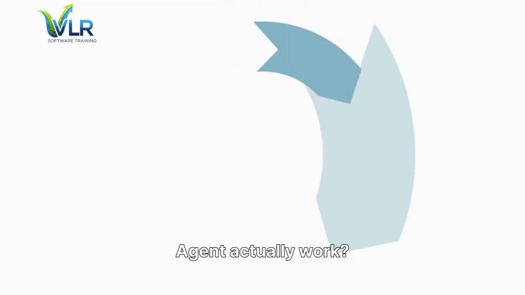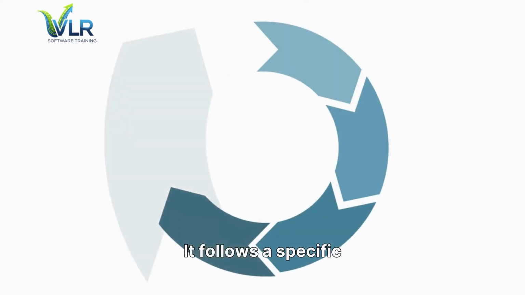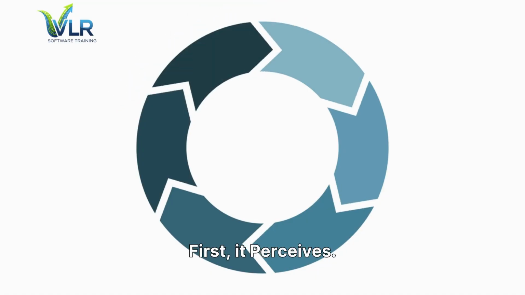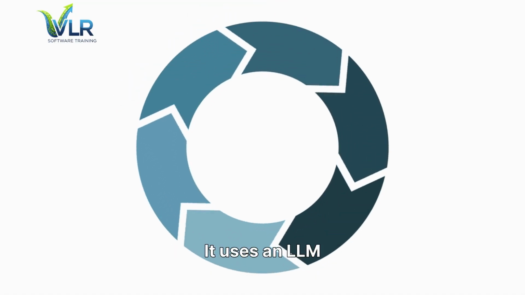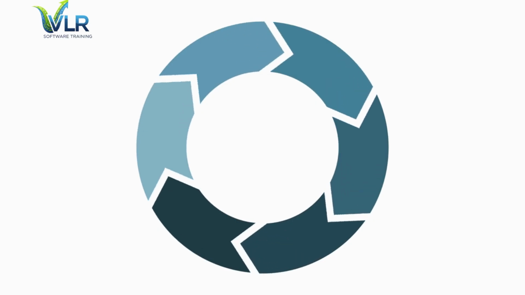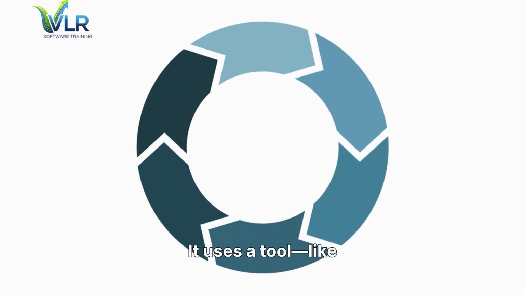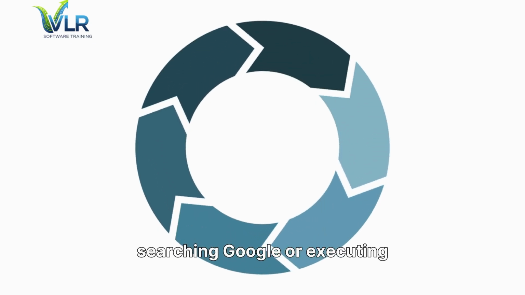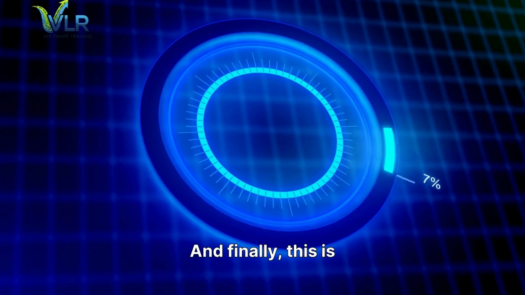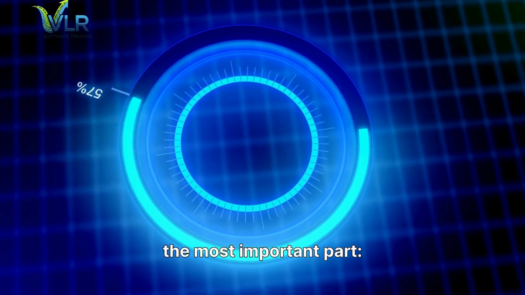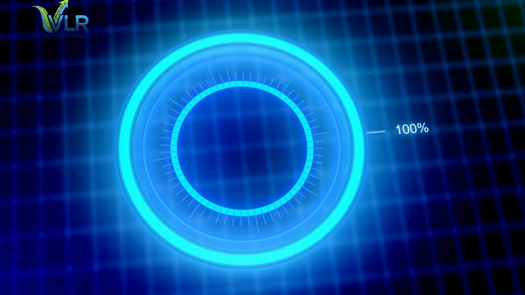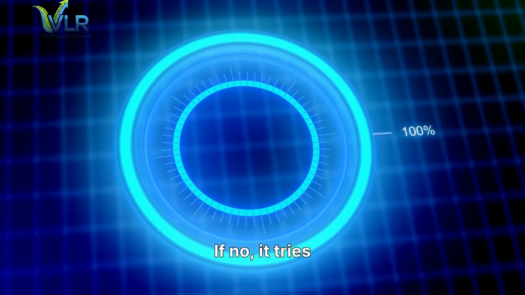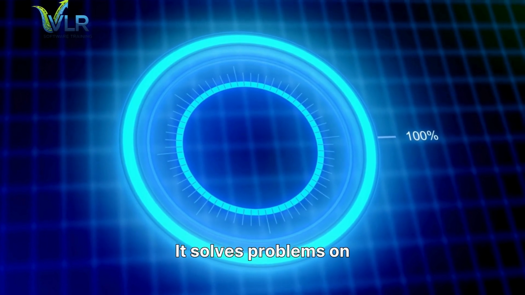So, how does an agent actually work? It follows a specific loop. First, it perceives. It reads your instruction. Second, it thinks. It uses an LLM to plan the steps needed. Third, it acts. It uses a tool, like searching Google or executing a Python script. And finally, this is the most important part, it reflects. It looks at the result. Did the code work? If yes, great. If no, it tries a different way. It solves problems on its own.